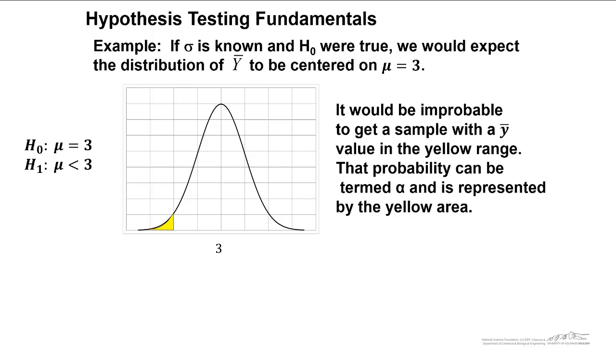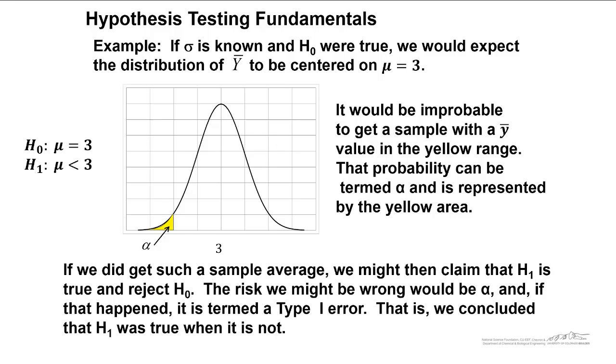It would be improbable to get a sample with a y bar value in the yellow range. So getting a value of y bar down here is pretty rare. That probability can be termed alpha. It's a risk level, and it's represented by the yellow area. If we did get such a sample average, if we got a sample average down in the lower tail in this alpha region, we might claim then that the alternate hypothesis is true, and we would reject the null hypothesis.